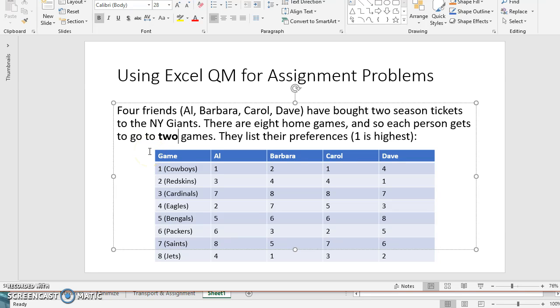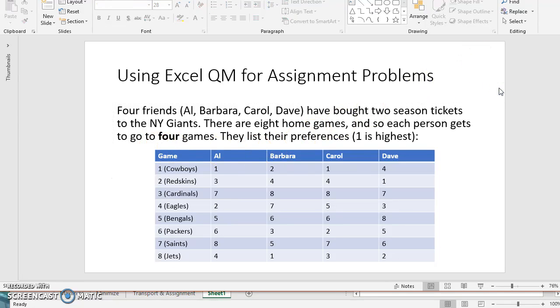There are 4 friends. They have 2 season tickets to the New York Giants. There's 8 home games, and so because of that and the 2 season tickets, that's 16 games. Split among 4 friends is 4 games apiece. So that's a typo that needs to be fixed.